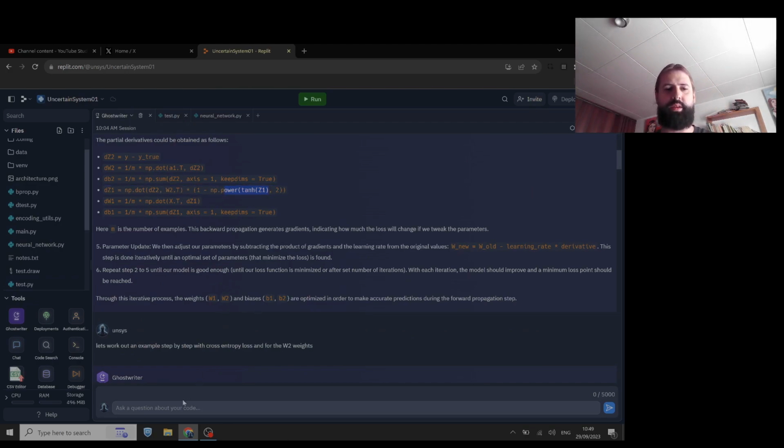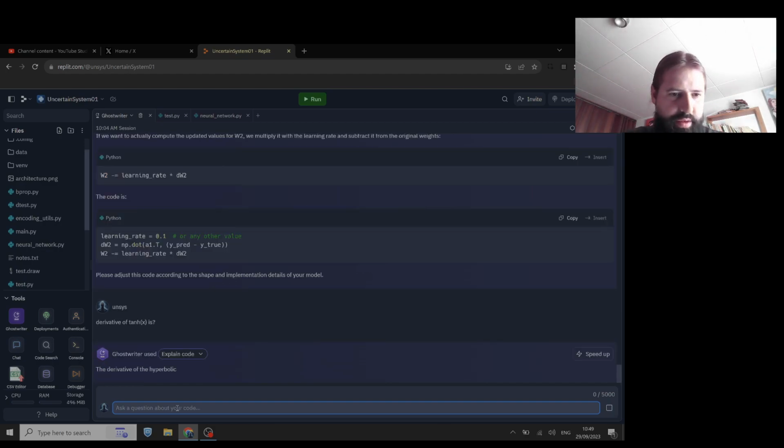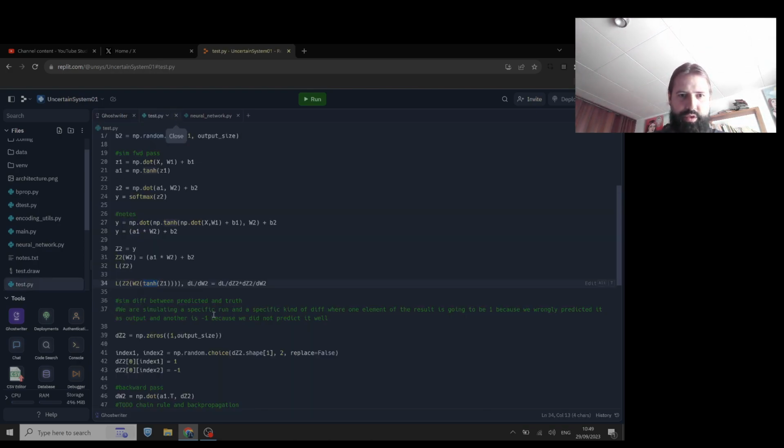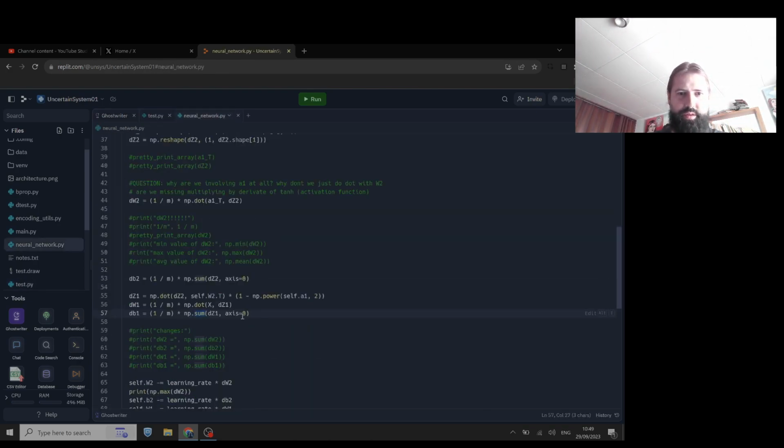Because the derivative of tanh is, I think I checked that before. Yeah, exactly. 1 minus, there you go. This is what you have in here. Yeah. This is what you have in here. Now I understand it.